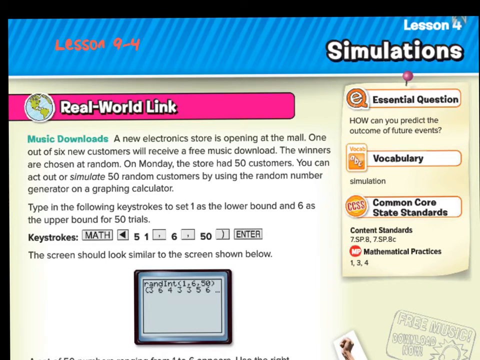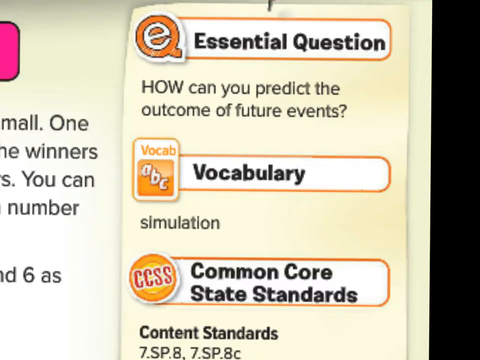Hello everyone, welcome to lesson 9-4, simulations. We will continue to answer the question, how can you predict the outcome of future events? And for our vocabulary today, we're going to use the word simulation.